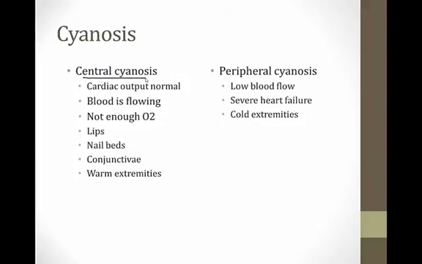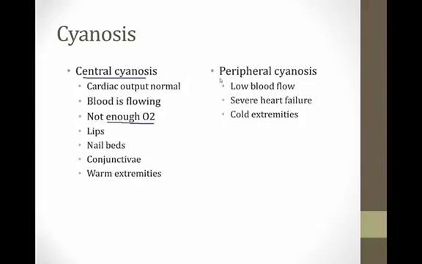Central cyanosis is the type that occurs in babies with congenital heart defects. These babies have a normal cardiac output and the blood is flowing fine. There just isn't enough oxygen in the bloodstream, usually because the blood is bypassing the lungs. So these children will have blue lips, blue nail beds, the conjunctiva, the eyes can be blue, but they will have warm extremities because the blood is flowing fine to their hands and feet.